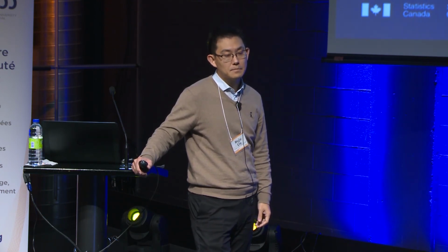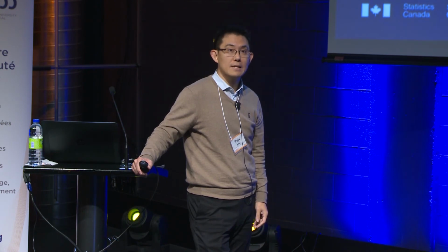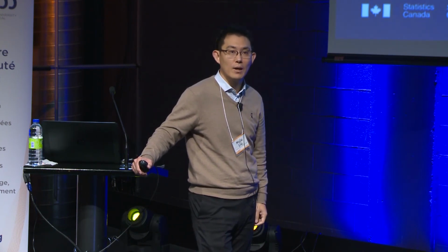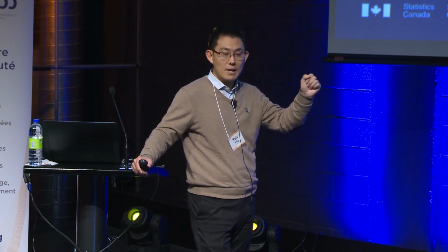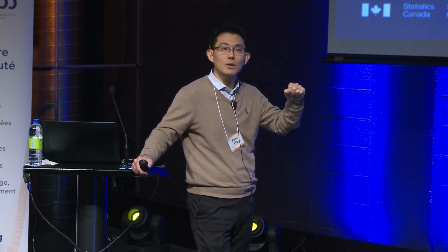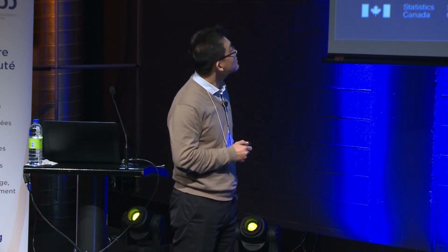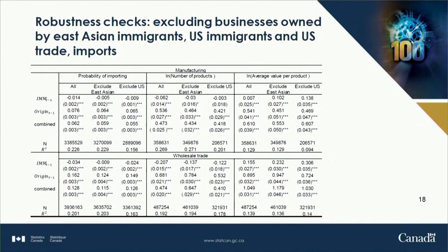The second problem is that, as I showed you before, the export to the U.S. and also import from the U.S. have a very large share, right? So if there are immigrants coming from the U.S., the own region effect will be mostly driven by U.S. import-export. So in the second exercise, we drop all the import-export from and to the U.S., and also drop all the firms owned by U.S. immigrants. And the result doesn't seem that different. It's pretty much similar to the benchmark result.